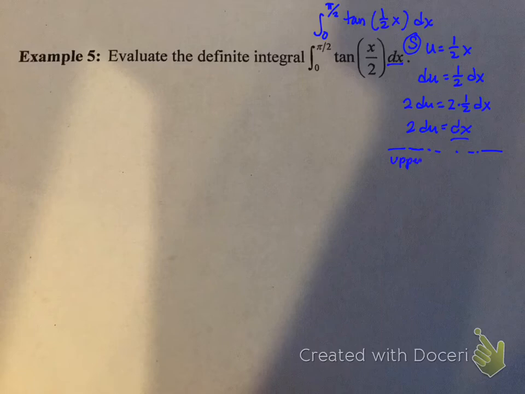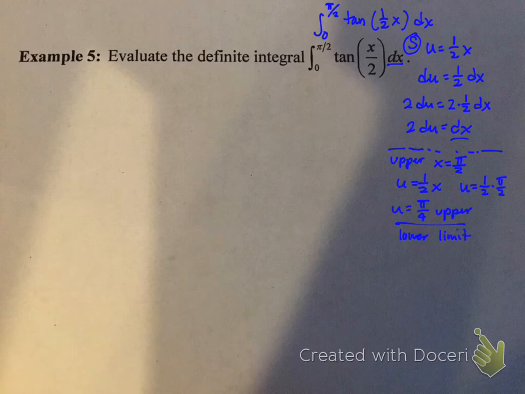Before I rewrite this, remember I have to take care of the upper and the lower limits. For the upper limit, remember that x equaled pi over 2. And now I have u equals 1/2 x, so I'm going to plug in for x. So u equals 1/2 times pi over 2, so u equals pi over 4. That's my upper limit. Okay, my lower limit. My lower limit is given as x equals 0. So u equals 1/2 times 0, which is 0. So my lower limit is 0.